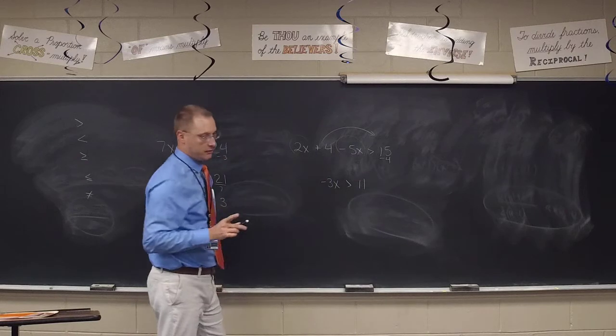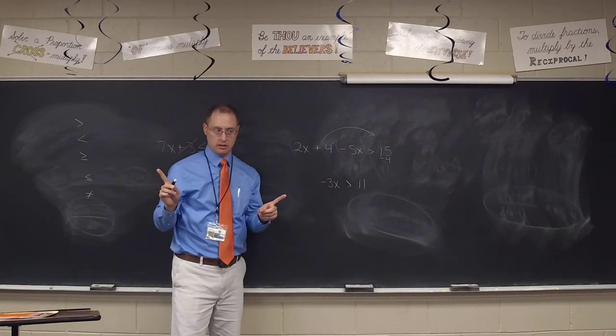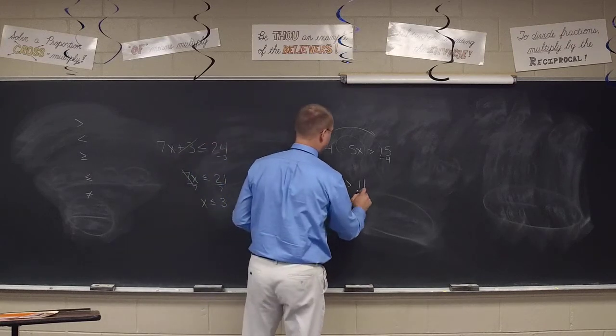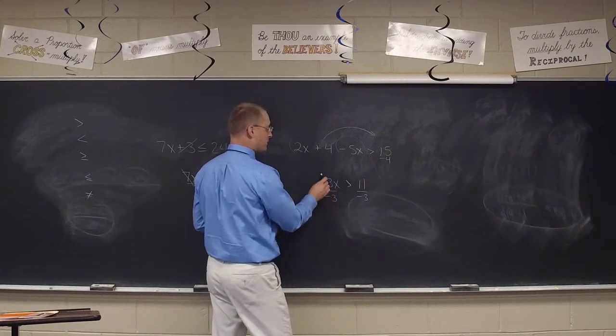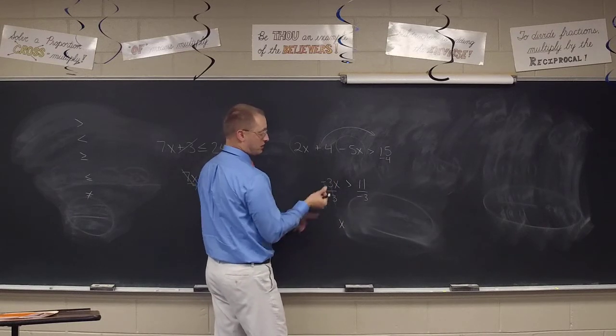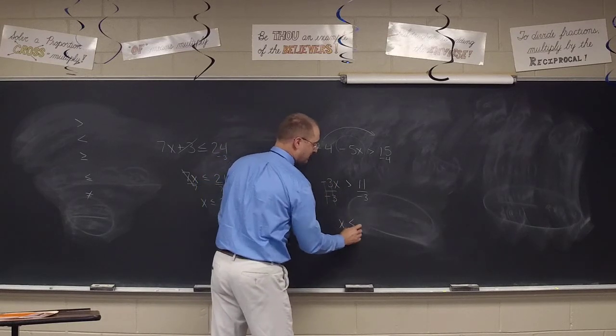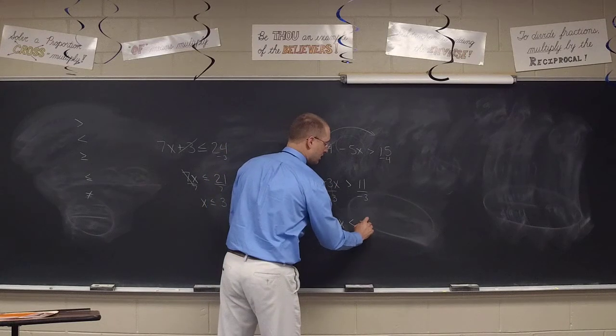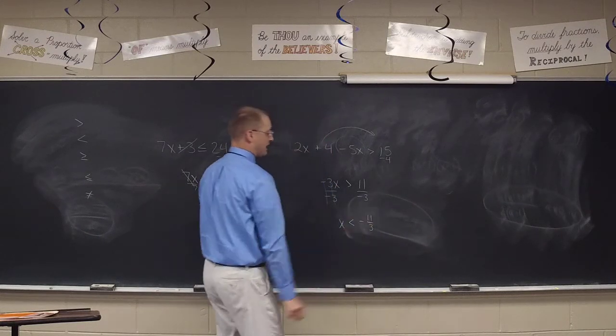Now to get x by itself, what do I have to do, class? Divide by negative 3. So now, as we cancel the negatives and the 3's to get x, I've got to flip the sign. So instead of a greater than, less than, and we'll rewrite our fraction as negative 11/3. Just slide the negative out to the front.